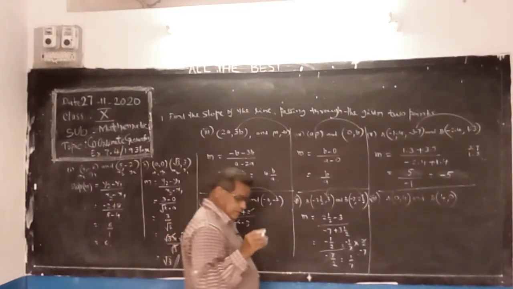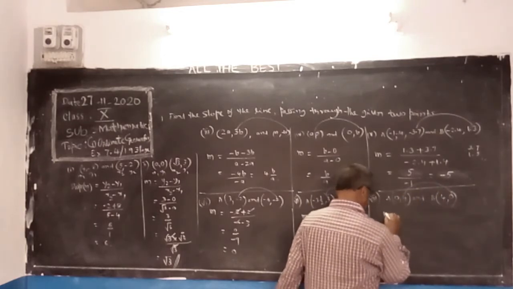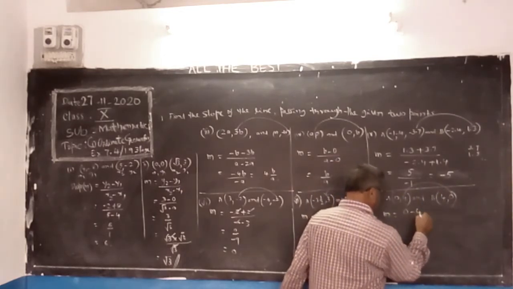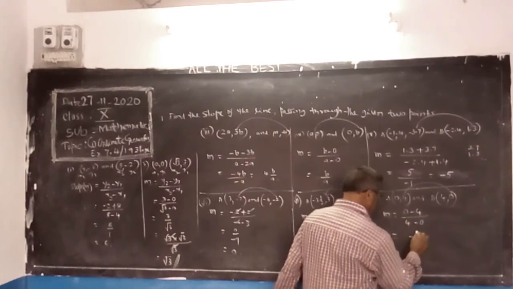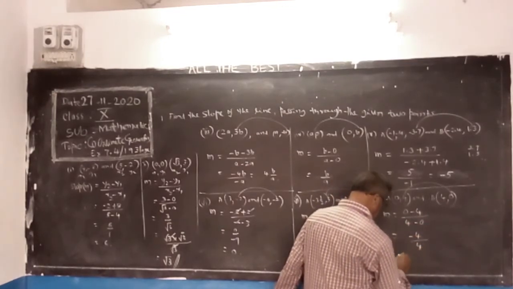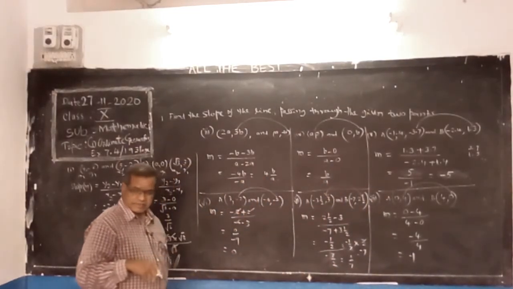And similarly, 8th question, 0 minus 4 by 4 minus 0. This is minus 4 by 4. This is minus 1. So like this you have to do.